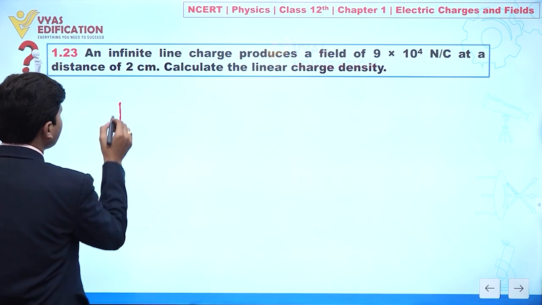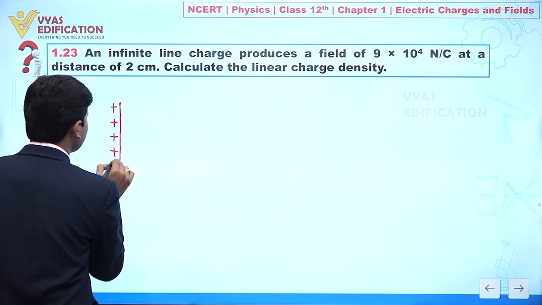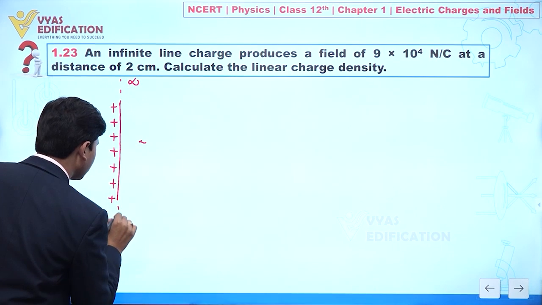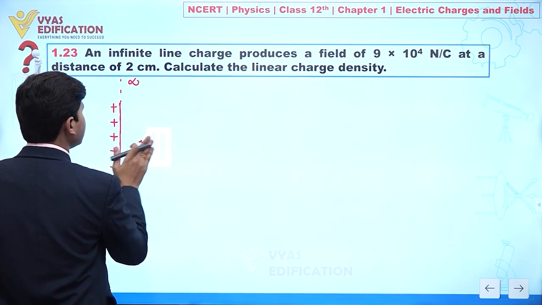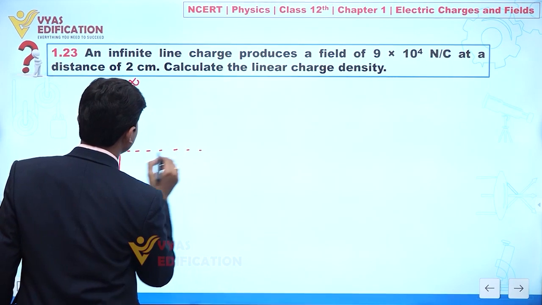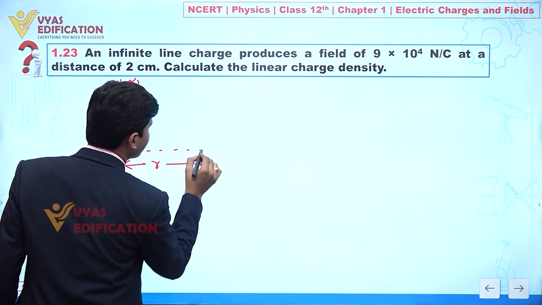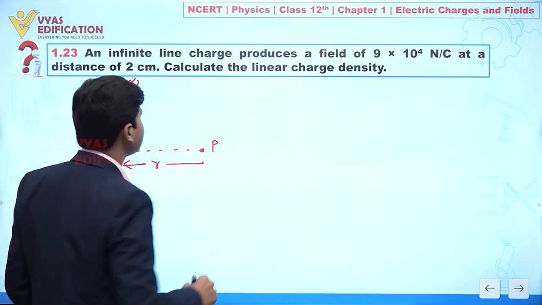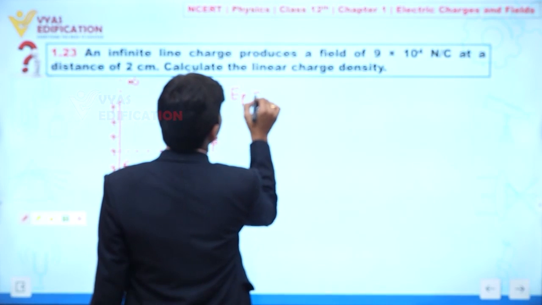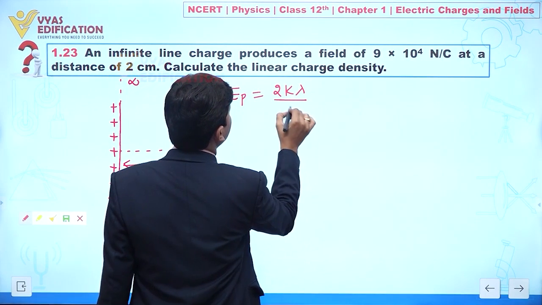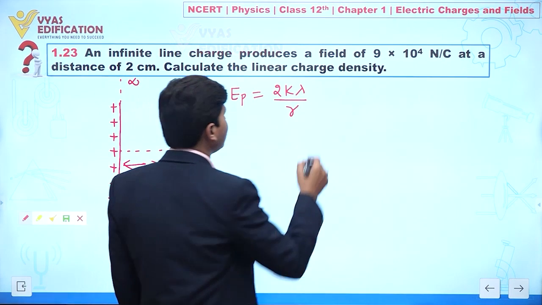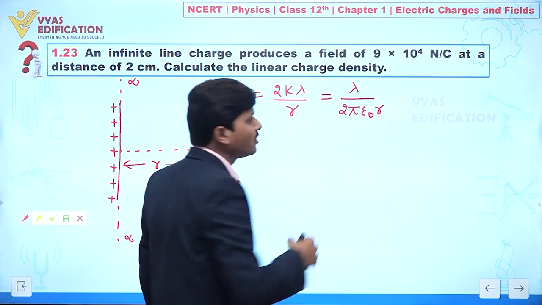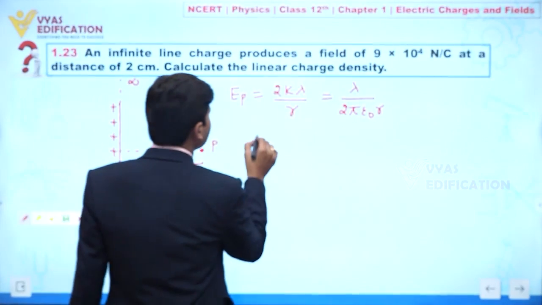Let's suppose we have a linear charge, positive, going up to infinity on both sides. Let's suppose the distance is r, and we want to know the electric field at point P due to this line charge. It is given by E P equals 2k lambda upon r. Students also write this formula as lambda upon 2 pi epsilon naught r; it is the same formula.